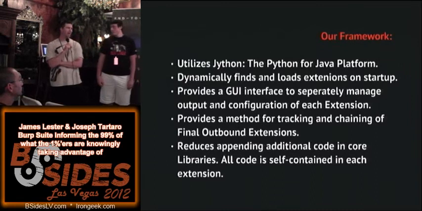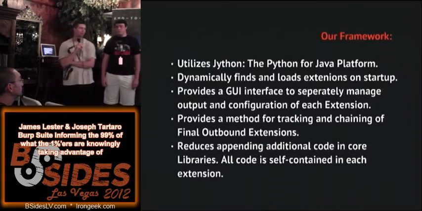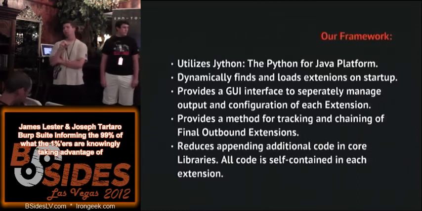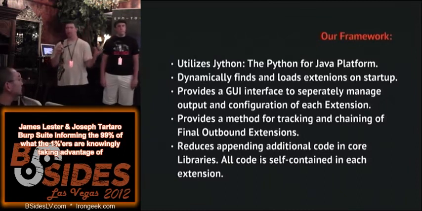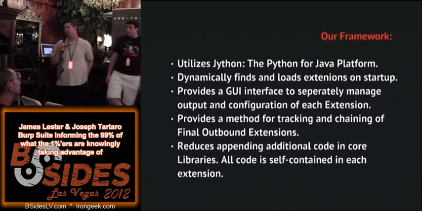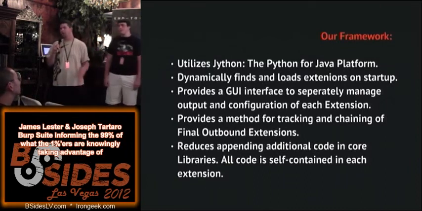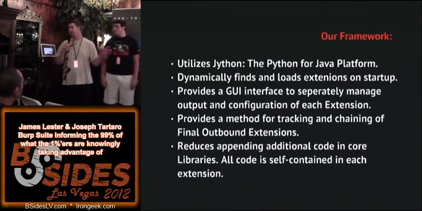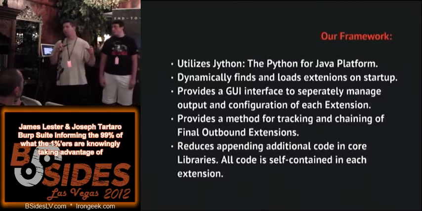And finally, we want to reduce appending additional core code in the libraries, right? So when you write an extension, you don't want to go back in your core code and start putting the instructions on how to call it and load it. We want all that self-contained within the extension that the dynamic loader goes and grabs, and that way you're not constantly appending these core library files.